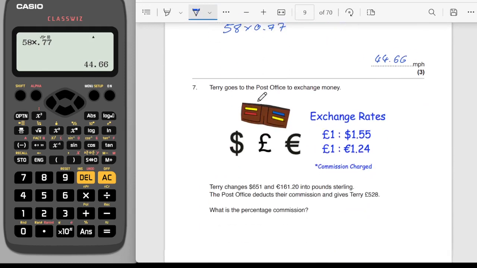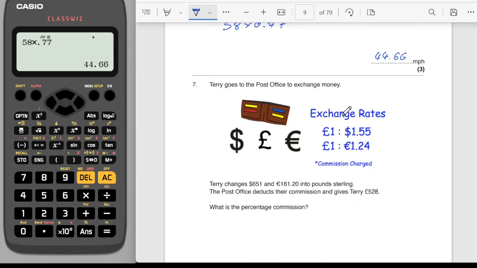Okay, question 7. Terry goes to the post office to exchange some money. We've got the exchange rates here. We've got dollars and euros again. And it says that there's a commission charged. Terry changes $651 and 161.2 euros into pounds sterling. The post office deducts their commission and gives Terry £528. What percentage is the commission?